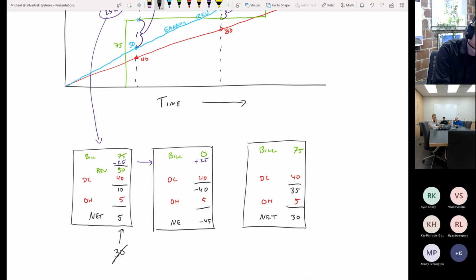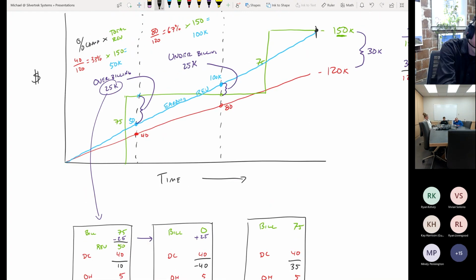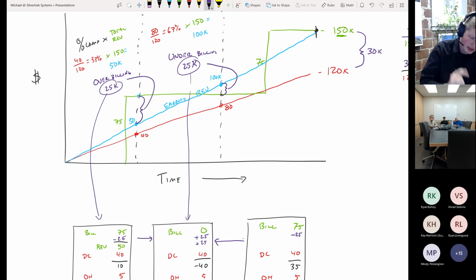What happens the next month? We loaned this 25 to the following month through the overbilling. Now we have an underbilling of $25,000. That means our billings amount was $25,000 less than it should have been. So we have to take this and give it to this month, plus $25,000, and we have to borrow it from the next month, negative $25,000. You never do it in a single month. You always do it in 2 months, which we'll talk about in detail in a bit.